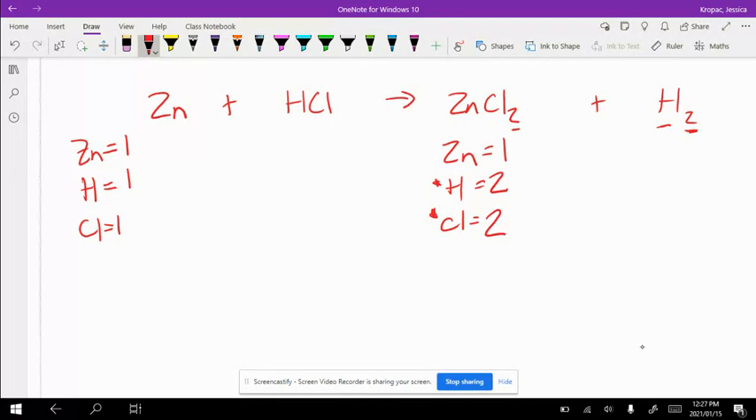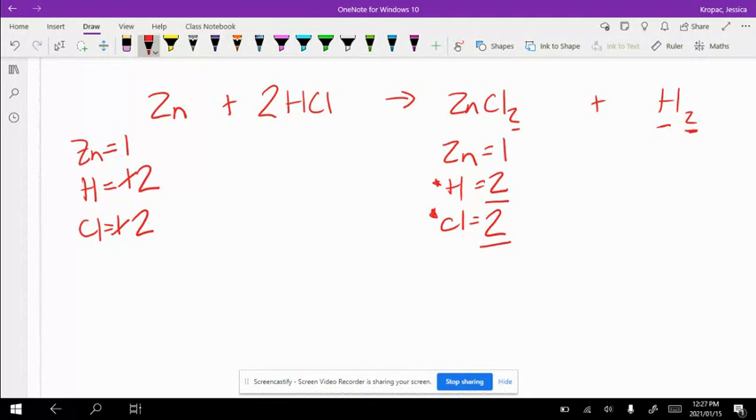So here I can see I have 2 hydrogens and 2 chlorines. So I'm just going to go ahead and try to put a 2 in front of here, and I'm going to see what happens. So what that means is if I put a 2 in front of here, I now have 2 hydrogens, and I now have 2 chlorines.